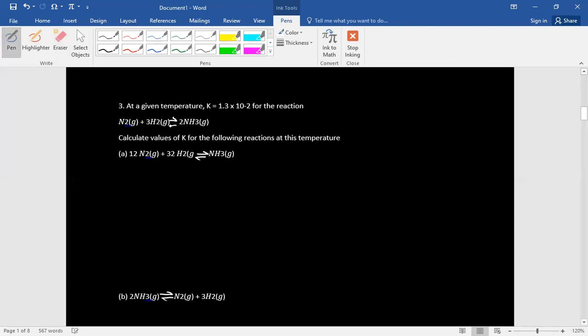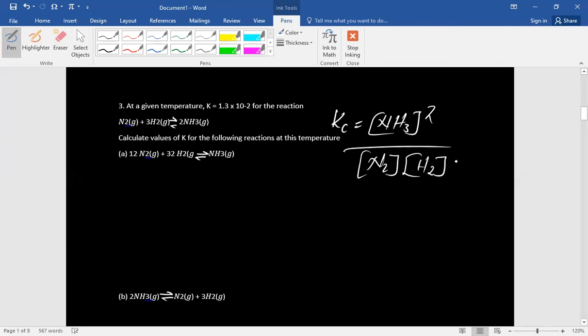Okay, so we do this and that. Obviously you're able to see. So now, for this reaction, we are told to calculate the values of K for the following reaction at the same temperature. So we know that for this reaction, Kc is given by what? So it's given by ammonia, that's NH3 gas concentration, and hydrogen gas concentration to the power 3.